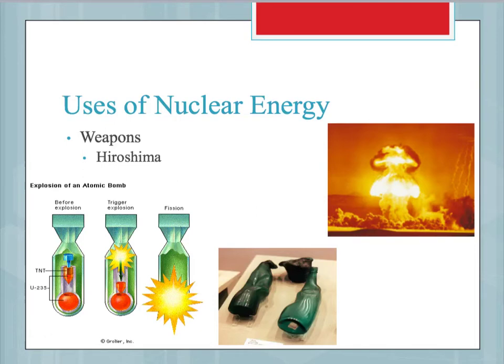So this tells you that because of this nuclear fission reaction, involving uranium here, we're breaking up the nucleus. We have a huge explosion that comes from that, which can be very deadly.